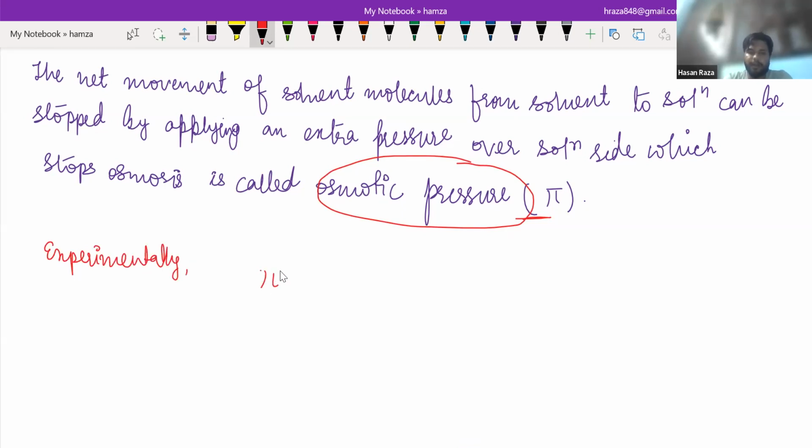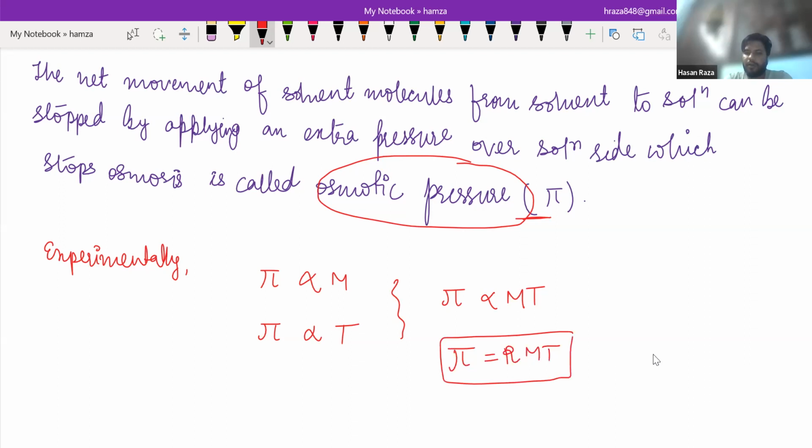we found that pi is directly proportional to molarity, and the second quantity, pi is directly proportional to temperature. So if you combine this, pi is directly proportional to M T, and if we remove the proportionality and use a constant, that is the gas constant R, pi equals M R T, or sometimes it is written as MRT. And pi is also equal to C R T, where M is replaced by C. In some books M is denoted as C.